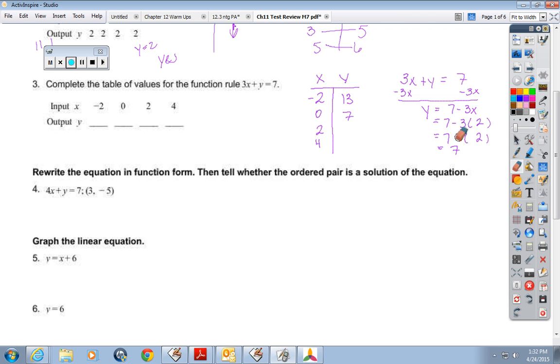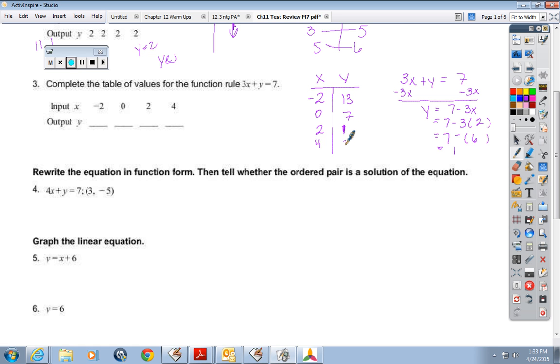Wait, how did you get 13 out of negative? Oh, because it ended up being a double negative, so we added the opposite and got positive. So now I've got 7 minus 3 times 2, which becomes 7 minus 6, and 7 minus 6 is just 1. So when x is 2, y ends up being 1.